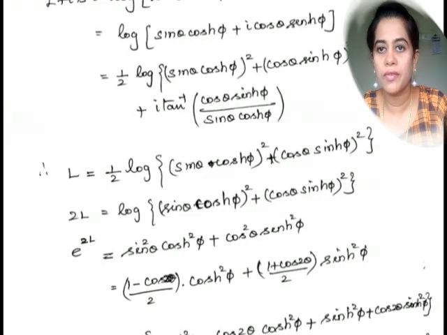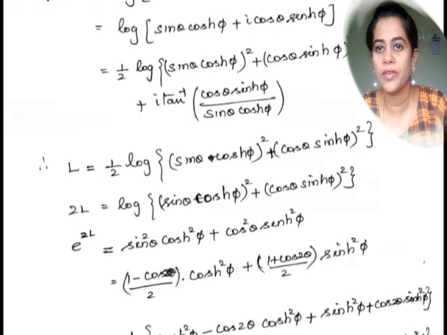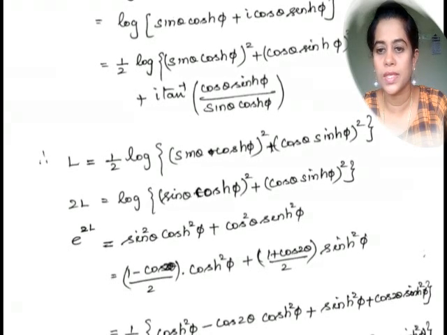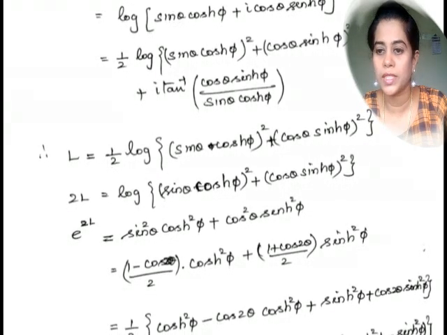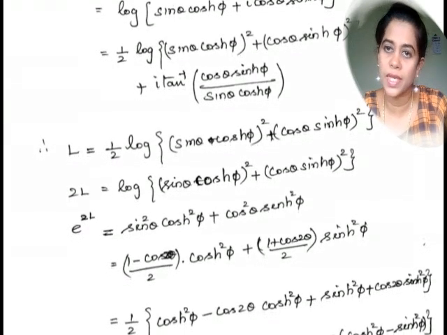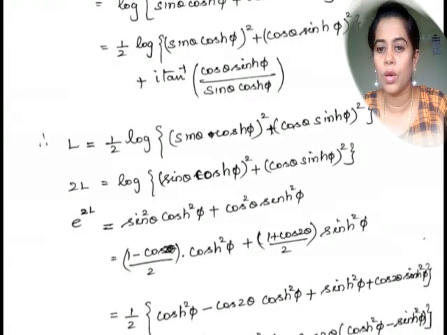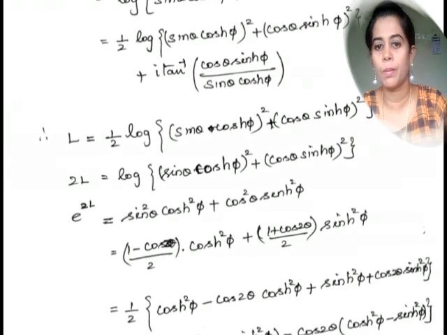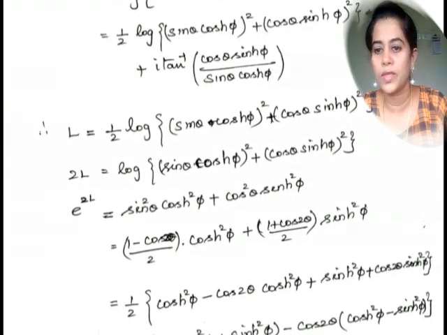So what is cos i phi? The hyperbolic relation says that cos of i phi is equal to cosh phi. So therefore it is sin theta cosh phi plus i times cos theta sinh phi. How do you get this? sin i phi can be written as i sinh phi. So this implies 1 by 2 log of, why is it 1 by 2 log of? Because this is the function of log. L plus iB is equal to x plus iy is equal to log of this function.